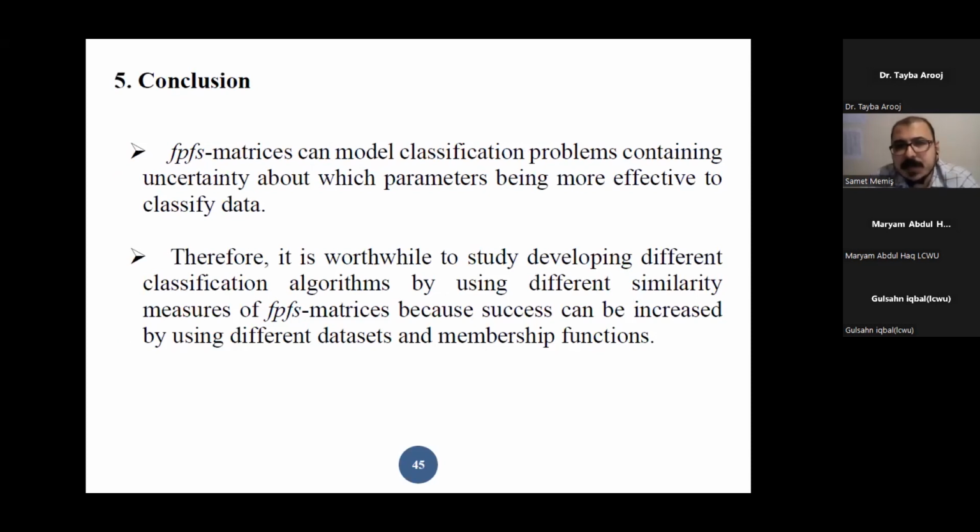FBFS matrices can model classification problems containing uncertainty about which parameters are more effective to classify data. Therefore, it is worthwhile to study developing different classification algorithms using different similarity measures of FBFS matrices, because success can be increased by using different datasets and membership functions.